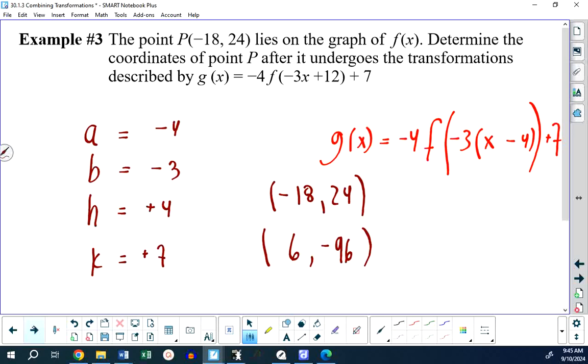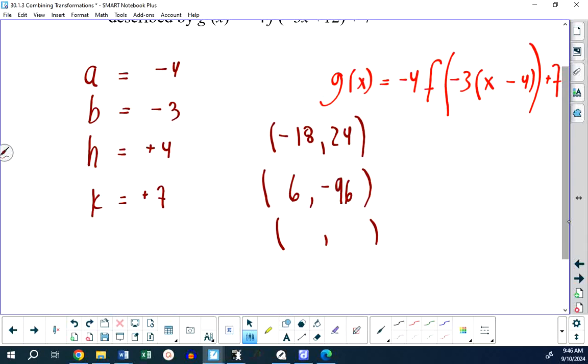It's okay. Now what I'm going to do, so this is just after a and b. This is like us doing a multiple choice question. We're not showing any work here. Now what I'm going to do is apply h and k to that. If this point is shifted 4 to the right, the 6 becomes a 10. If this point is shifted 7 up, the negative 96 becomes a negative 89, I think. And that's it, we're done.